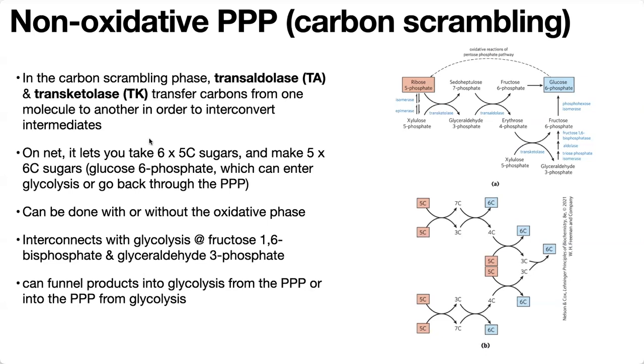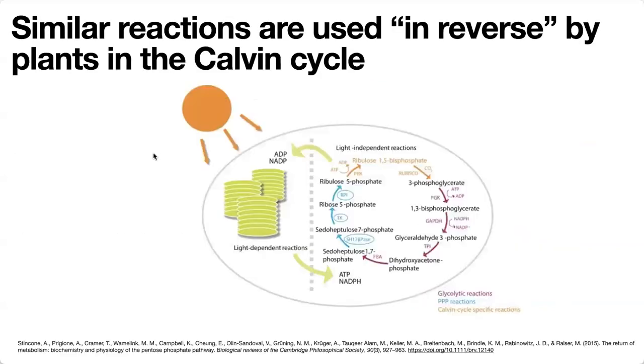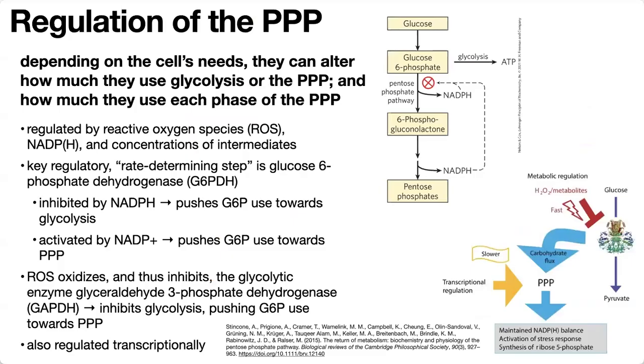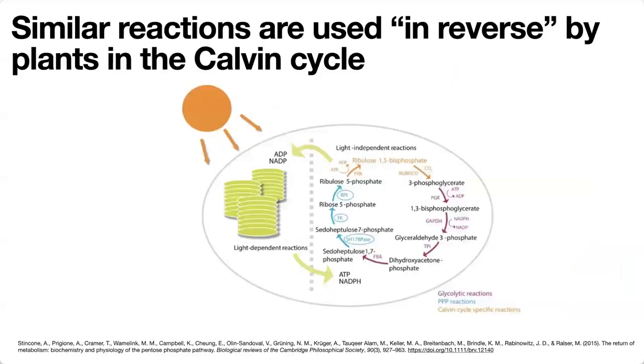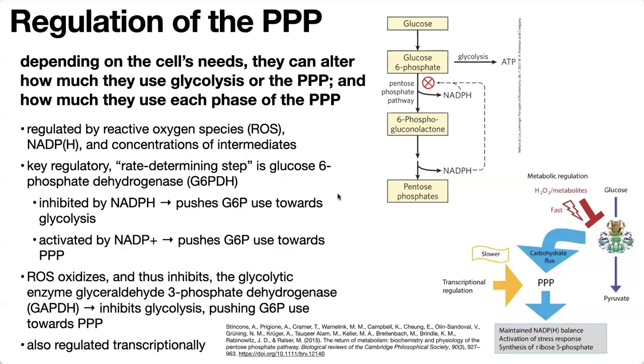Then we can funnel the products into glycolysis from the PPP or into the PPP from glycolysis. Just a quick note: similar reactions are used, kind of in reverse, in plants in the Calvin cycle. In this magenta, these are glycolysis reactions that we are familiar with. Now we have these pentose phosphate reactions, and then there are some that are specific to the Calvin cycle. Depending on time, we'll talk a bit about plant metabolism at the end of the semester. But the Calvin cycle is very similar. It uses the same transketolase; these are also enzymes from the pentose phosphate pathway.